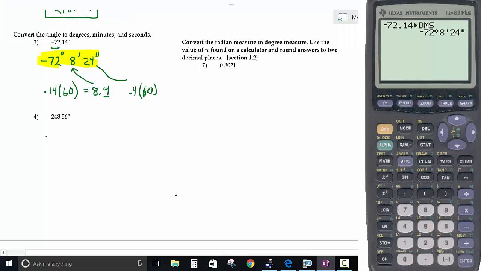Okay, so this one the same way. You could go 248 degrees, and then you can take the 0.56 times 60. You want to work that out.